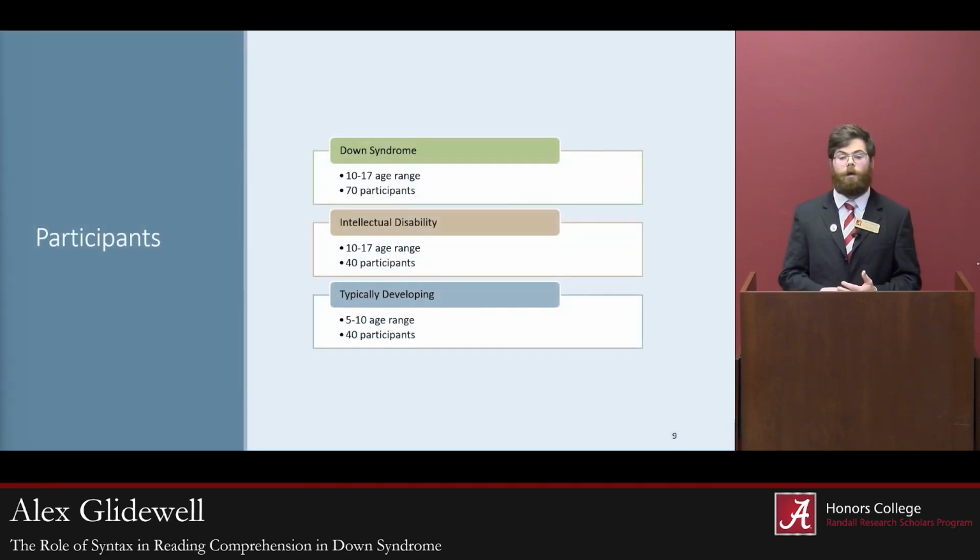Our ideal range of participants is about 70 participants with Down syndrome, 40 with intellectual disability, and 40 typically developing. Now, the typically developing and intellectual disability participants are going to be used in our comparative study, our Aim 2, while Down syndrome will be used in both Aim 1 and Aim 2, addressing those strengths and weaknesses, as well as using them in comparison.